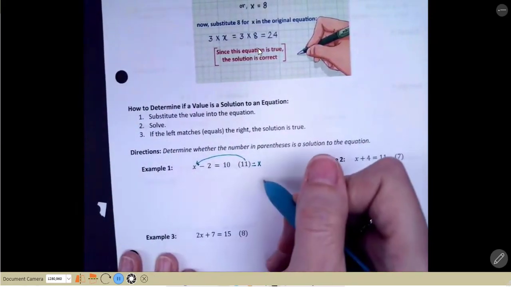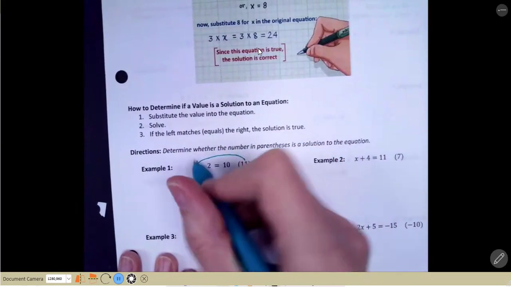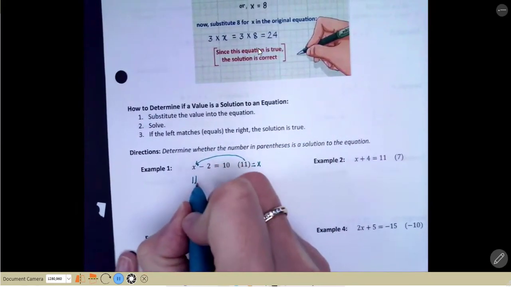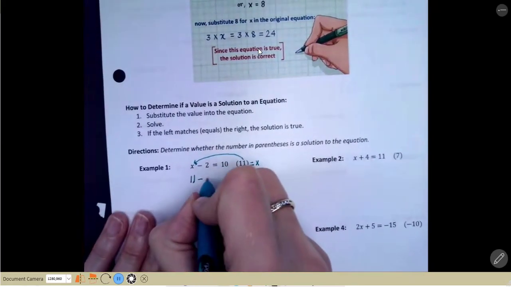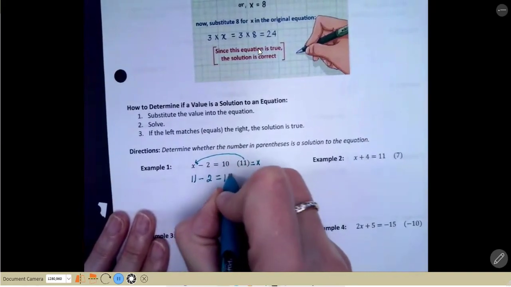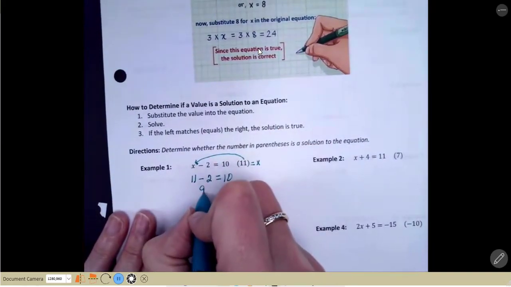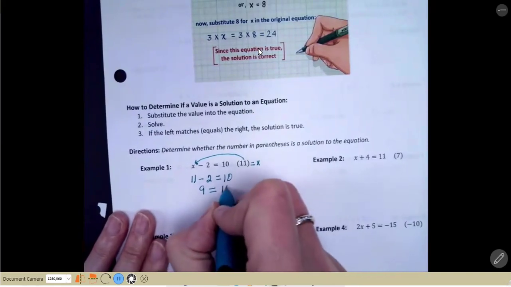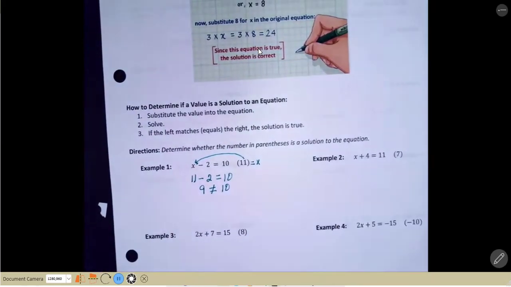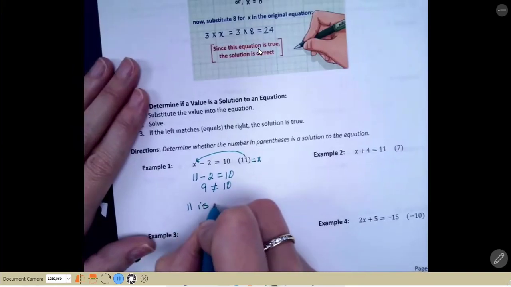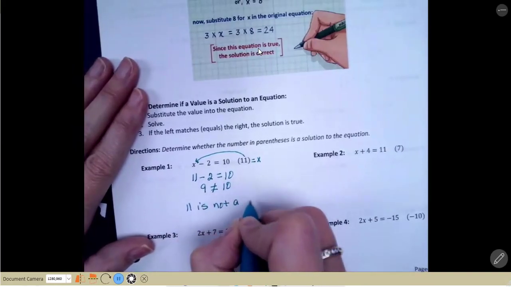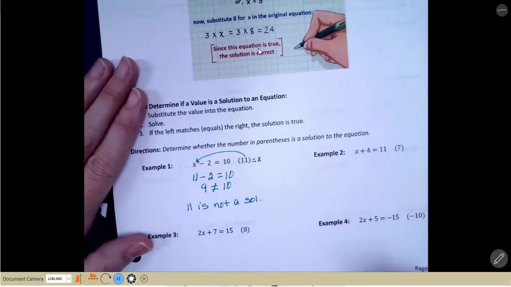So let's go ahead and do that. We're going to plug 11 into x. And when we plug, what I'm saying is we're substituting x. We're getting rid of the x and replacing it with the solution. Okay, and when you solve this, you get 9 equals 10. 9 does not equal 10. So 11 is not a solution, and you can abbreviate solution.